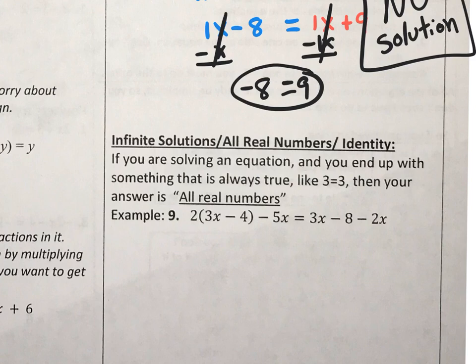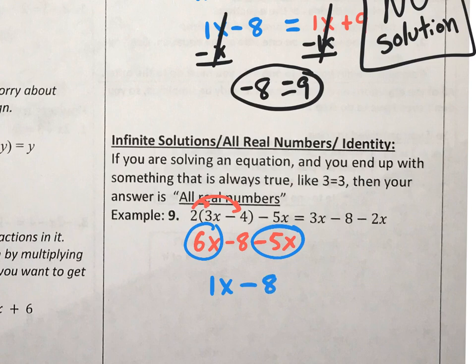So I might as well walk through this one as well. 2 times 3x, 6x. 2 times negative 4, negative 8. Bring down the minus 5x. Combine like terms. 6 minus 5 is positive 1. Bring down the minus 8. Bring down the equal sign. Combine the 3x with the negative 2x, that is positive 1x. Bring down the minus 8.